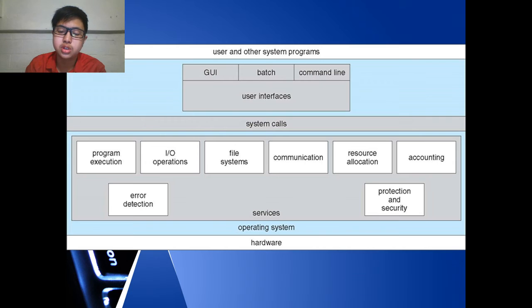Error detection. Operating system needs to be constantly aware of possible errors that may occur in the CPU and memory hardware, or in input or output devices, or in a user program. For each type of error, operating system should take the appropriate action to ensure correct and consistent computing. Debugging facilities can greatly enhance the users' and programmers' ability to efficiently use the system.